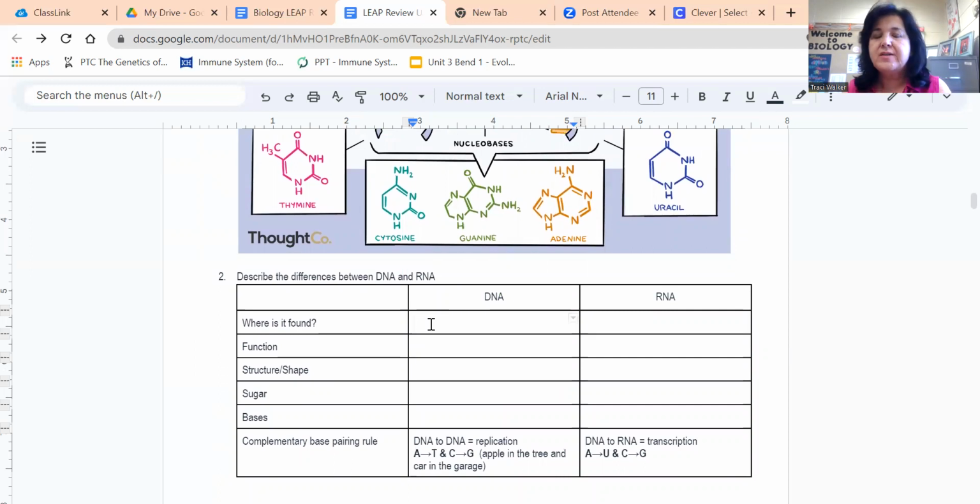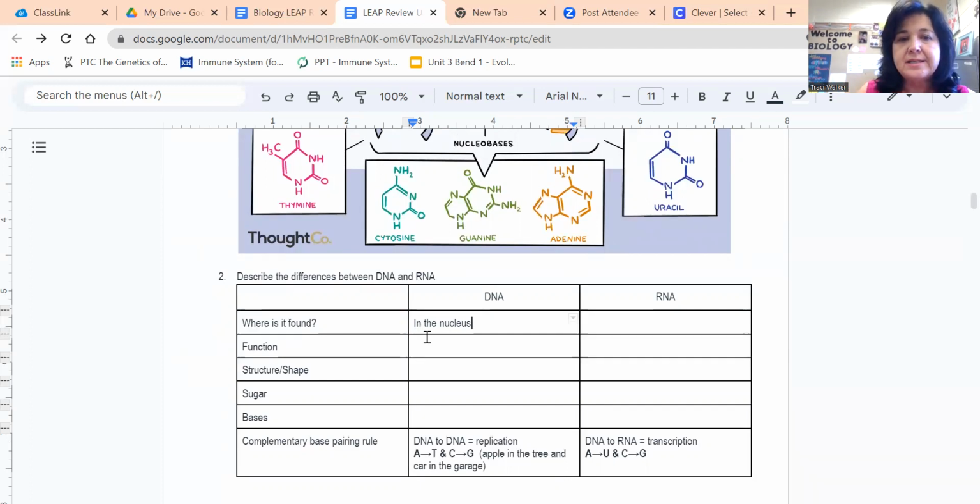So the first thing is, where are they found? DNA is in the nucleus of all of your cells. Every single cell in your body has a nucleus, and inside the nucleus is where your DNA is. Your DNA is exactly the same in every single one of your hundreds of thousands of millions of cells in your body. The DNA does not leave the nucleus. It never leaves the nucleus.